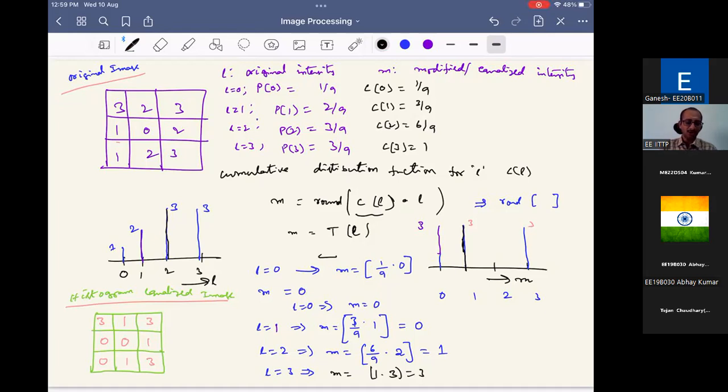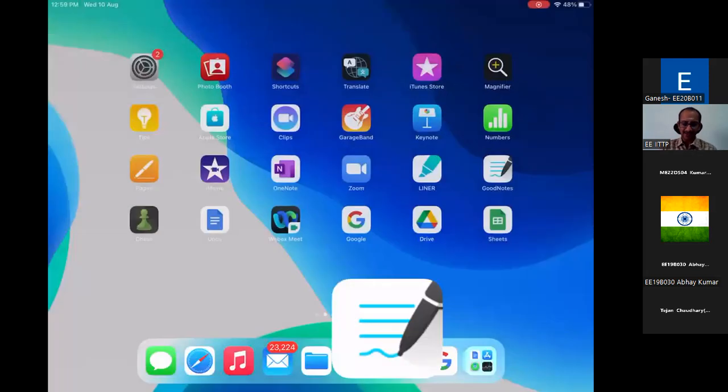Hope you understand how we perform histogram equalization. This is a very important operation, usually considered one of the very prominent operations of image enhancement. This gives us flexibility of enhancing the details of an image in a better way.